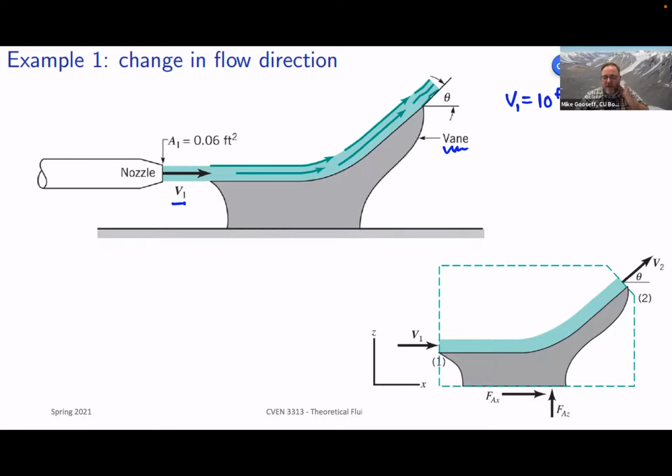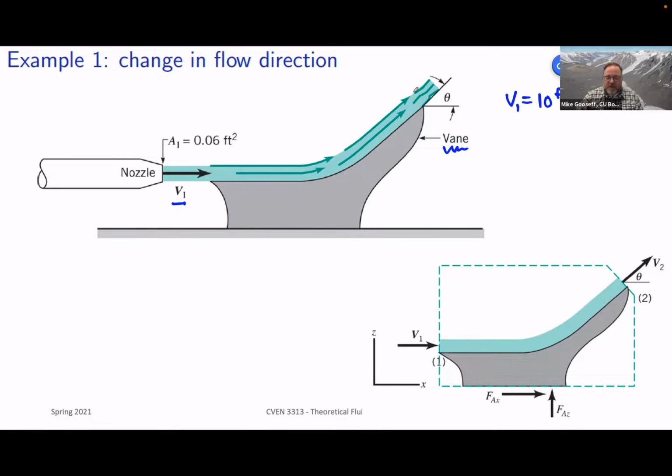And we note that it's coming out of a nozzle with an area of 0.06 square feet. And so we could calculate Q if we wanted to, right? Q would be 0.06 feet squared times 10 feet per second, which is 0.6 cubic feet per second, right? So that's how much flow of water is coming out. We see it's changing direction, it's sort of deflecting up.